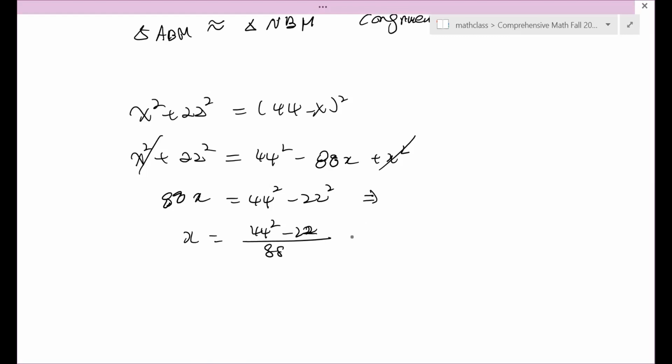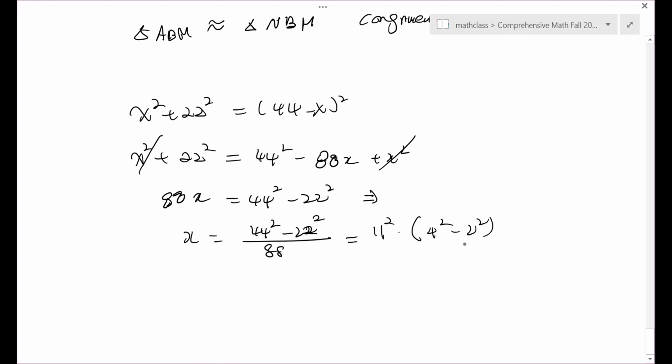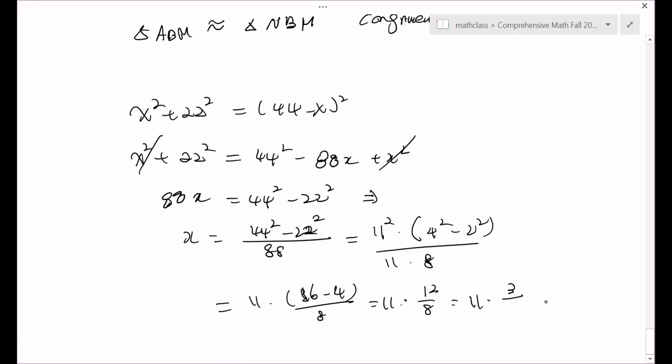So 44 is 11 times 4, right? So take 11 squared out. That's always 4 squared minus 2 squared, and here's 11 times 8. That'll be 11 times (16 minus 4) divided by 8. So it's 12 divided by 8, it's a 3 and a 2. 33 divided by 2. The remaining part is easy.